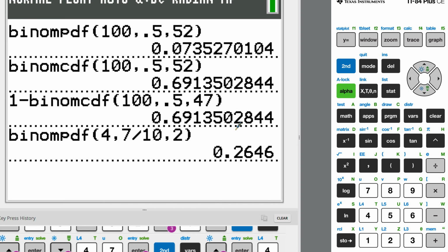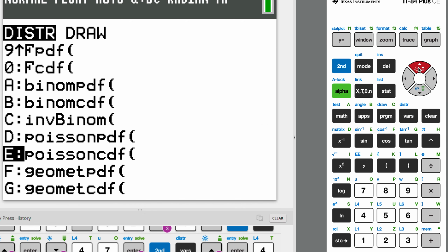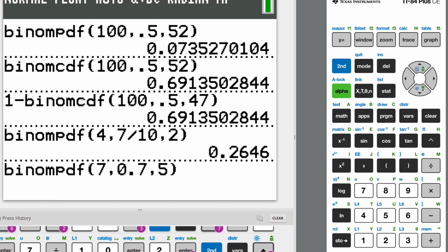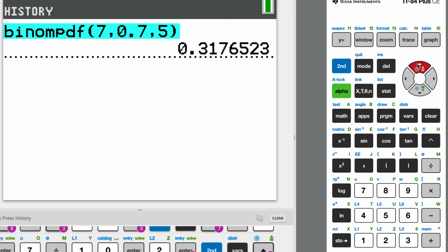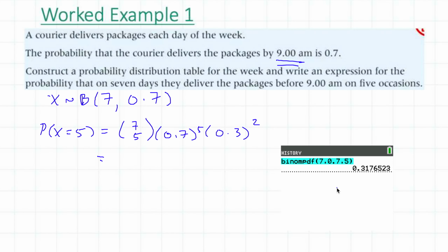So on the binomial PDF, you will have 7, you'll have a probability of success, and you want it to happen exactly 5 times. So it's going to give you 0.318. Just going to write it here, 0.318.